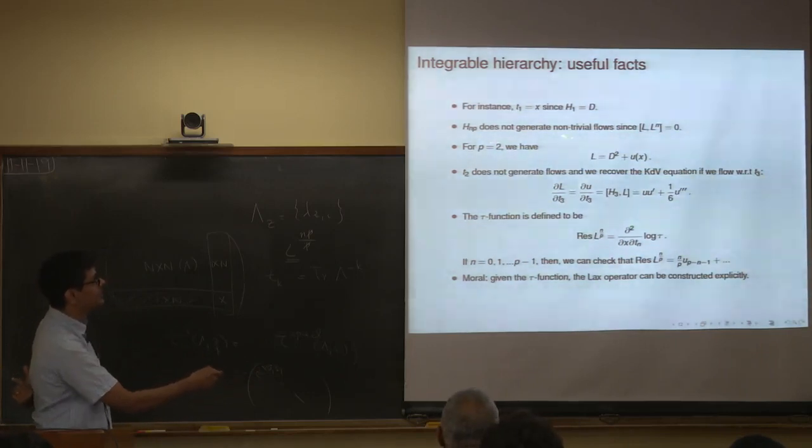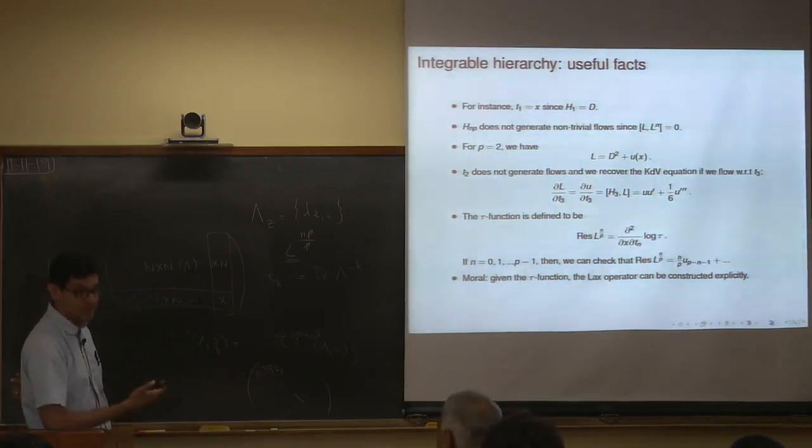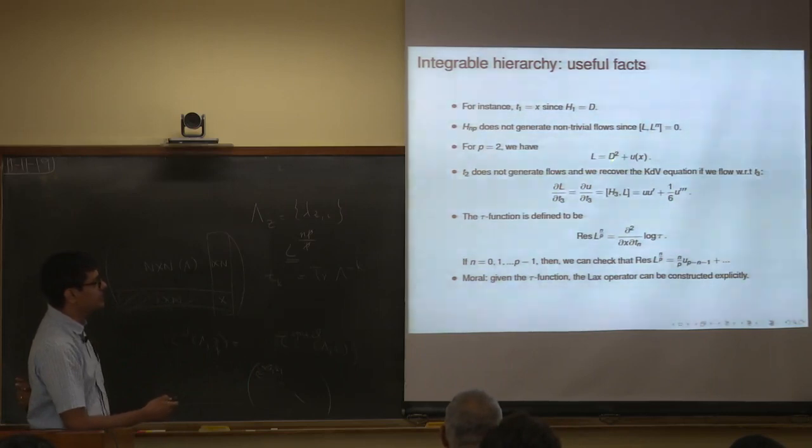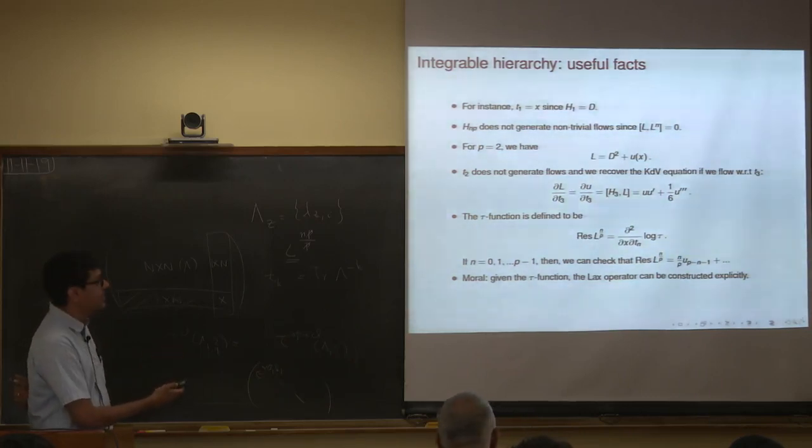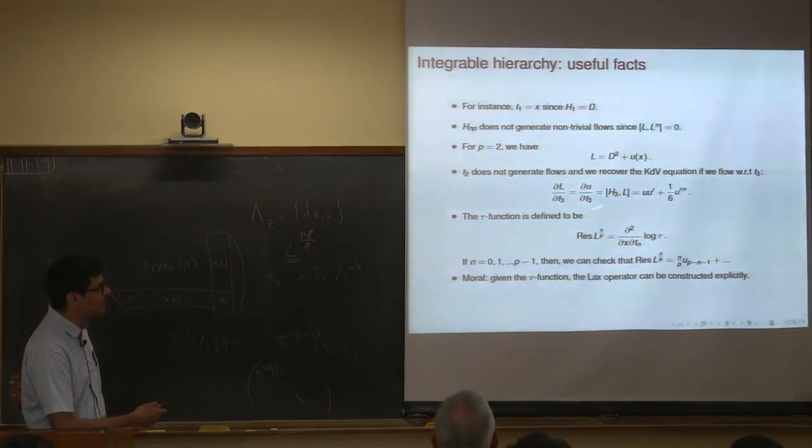So the main point is that, for instance, let's take P equals 2, which is the case for pure gravity. Then the Lax operator is d squared plus u of x. And T2 does not generate a flow because it commutes, like I said. If you write the equation for T3, then dL by dt3 will be this equation. And this is precisely the KdV equation.